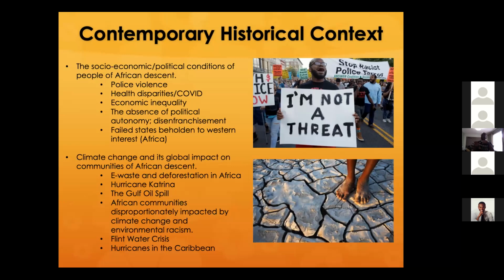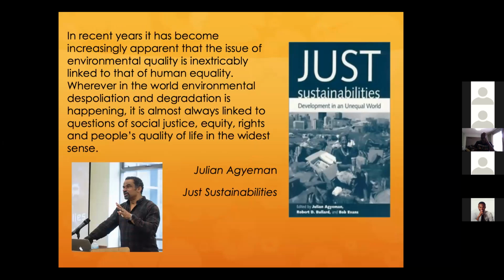spill, all these things that exist essentially parallel to one another, but we don't look at them intentionally in that way, right? So one of the approaches that we take in the class, in approaching the teaching of Black environmental history, is that social and economic inequality and environmental degradation are essentially two sides of the same coin. And it's important as such to approach the issue in that way. And here's a quote from a text called Just Sustainabilities by Julian Agyeman that essentially makes that argument.